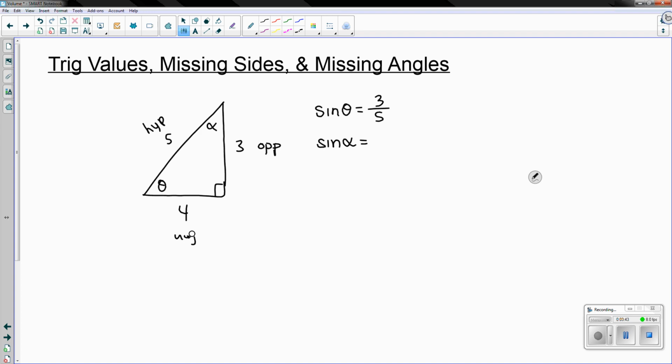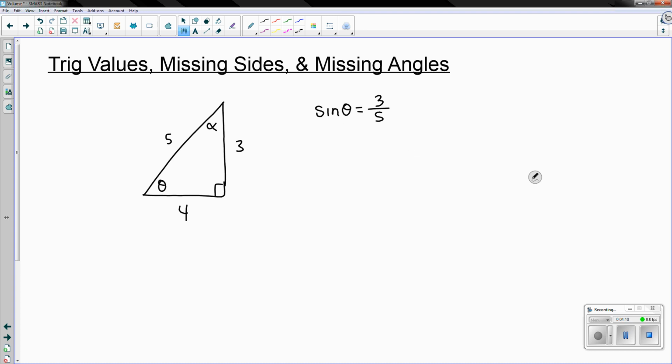So this is our opposite for alpha. So the sine of alpha is going to be 4/5. And you can see that the value of the trig functions changes depending on the value of the angle, okay? So very important to understand.